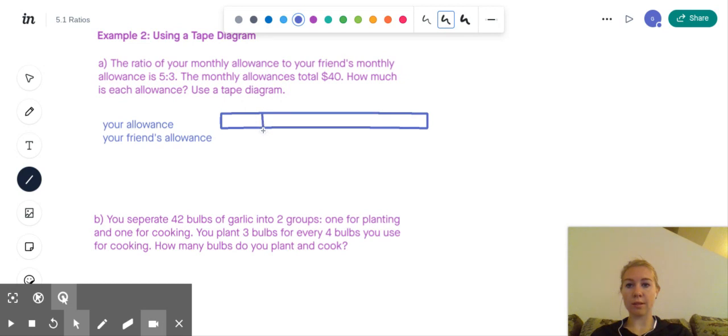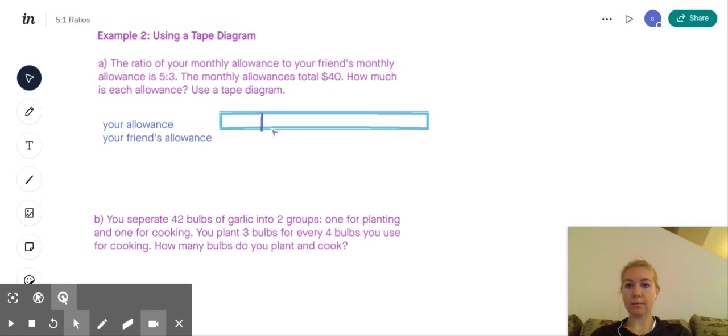So there's 1, 2, 3, 4, 5. Okay, we're going to try and make these even. So I'm going to make my box a little bit smaller. So let's double check. We have 5 pieces. 1, 2, 3, 4, 5.